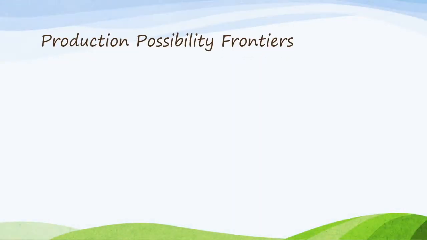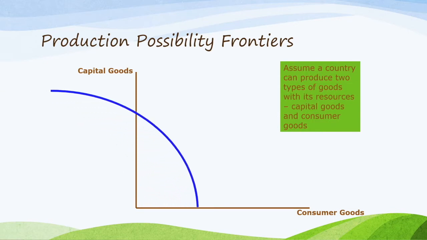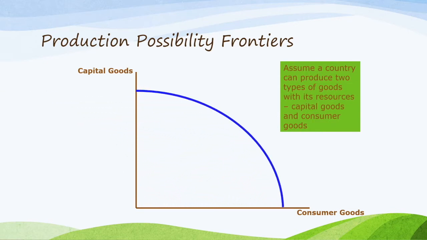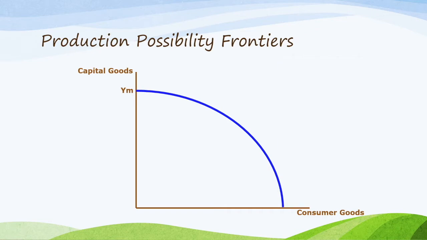Let's take a look at how countries use production possibility frontiers. Assume a country can produce two types of goods with its resources, capital goods and consumer goods. If it devotes all resources to capital goods, it could produce a maximum of YM. If it devotes all its resources to consumer goods, it could produce a maximum of XM.